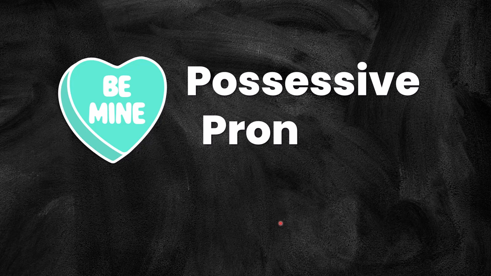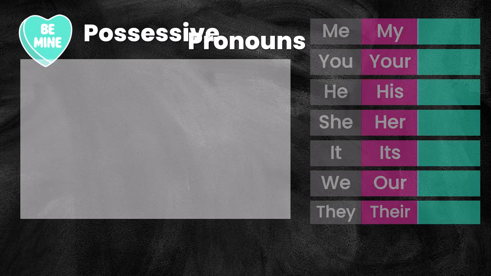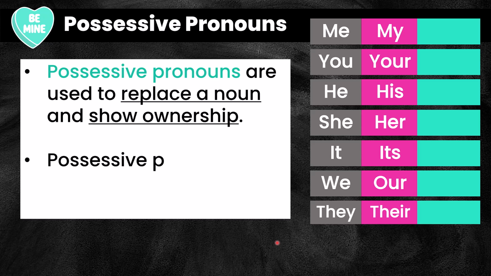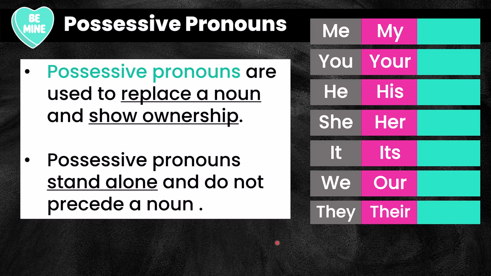Now let's talk about possessive pronouns. And possessive pronouns are used to replace a noun and show ownership. Possessive pronouns stand alone and they do not come before a noun. So while a possessive adjective does come before a noun, a possessive pronoun replaces a noun. So we have our personal pronouns here, and then we have our possessive adjectives. So now let's look at our possessive pronouns.